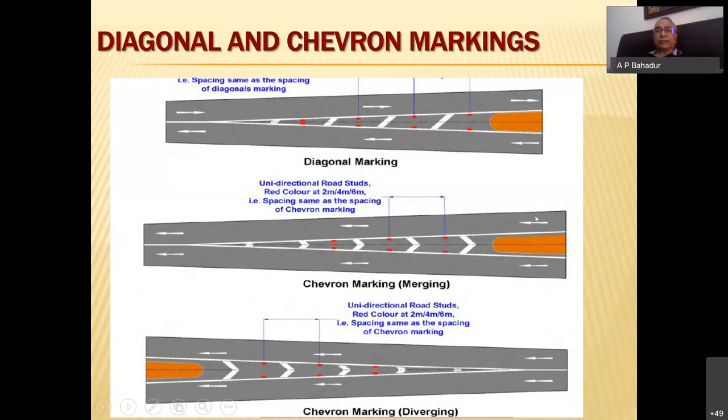Now, if the direction of travel on both sides is the same, then you provide these chevron markings, again telling vehicles to keep away. So mind you, if you are going in this direction, for both directions the marking would be like this. But if the travel direction is like this, then for both directions the marking would be similar, like this, and on the other side also. I hope you have understood this point.